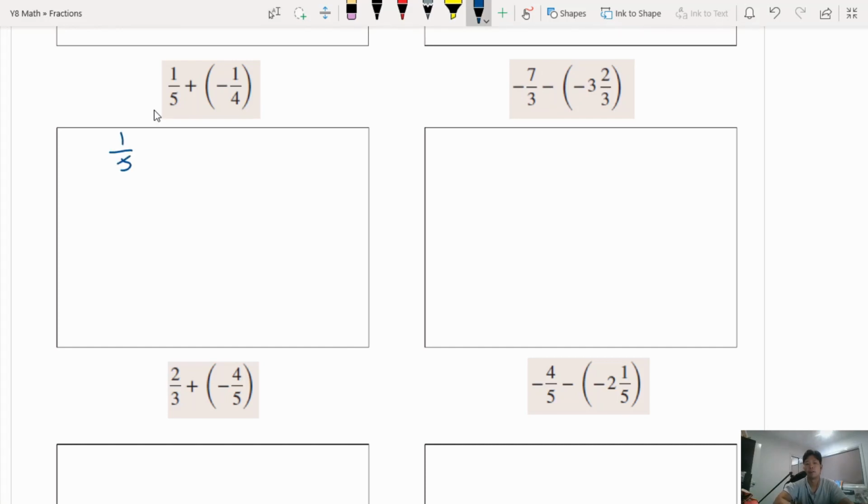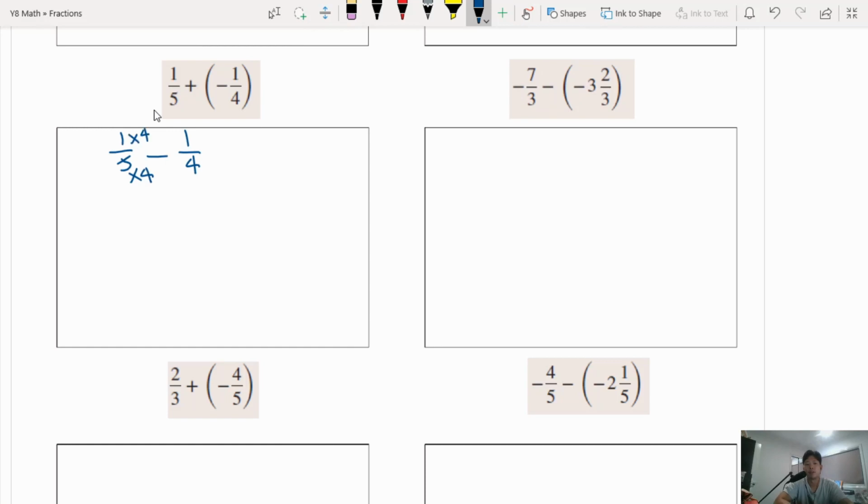1 over 5. So adding a negative is the same as subtracting its opposite. So 1 over 5 minus 1 over 4 is what we'll end up with. And the first thing we need to do here, after we've made it simpler from that, is we need to make the denominators exactly the same. And this is done by finding the lowest common denominator. In this case, we'll just multiply them by each other.